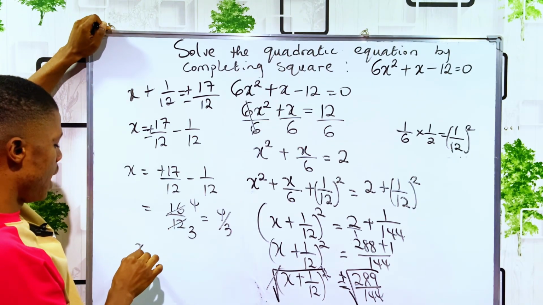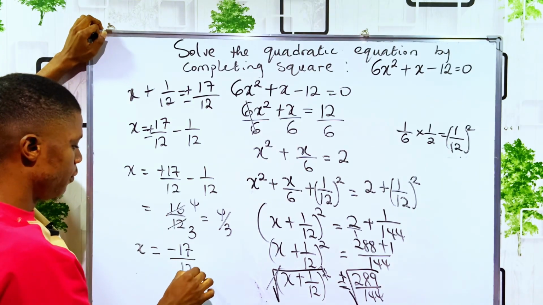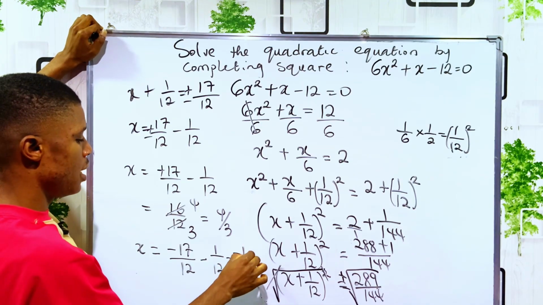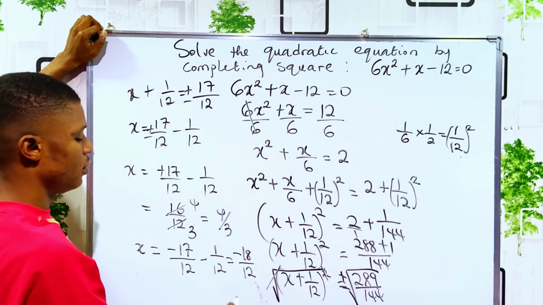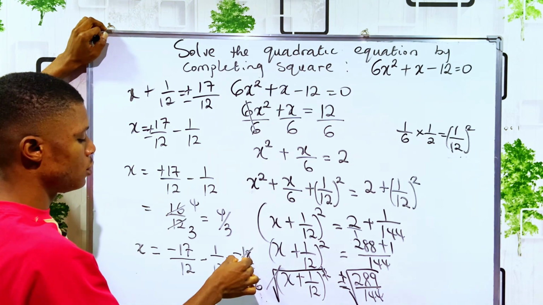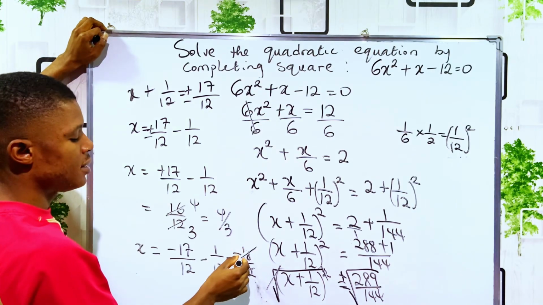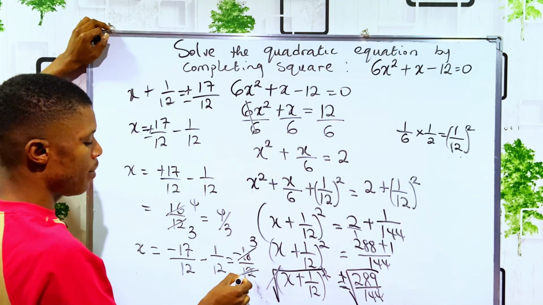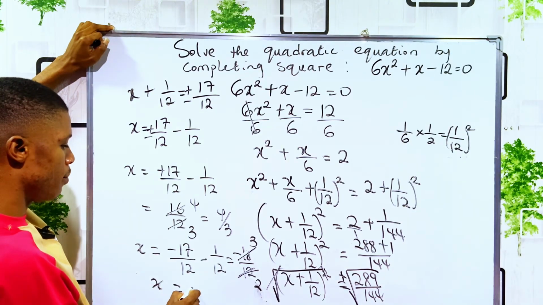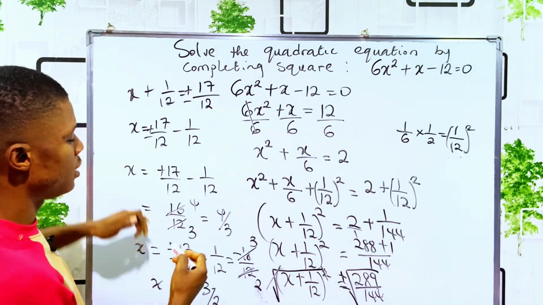Then the next one, x is equal to minus 17 over 12 minus 1 over 12, and that will be minus 18 over 12. If you divide by 6, 18 gives you 3 and 12 gives you 2. So here you have x is equal to minus 3 over 2. So x is minus 3 over 2, or x is 4 over 3.